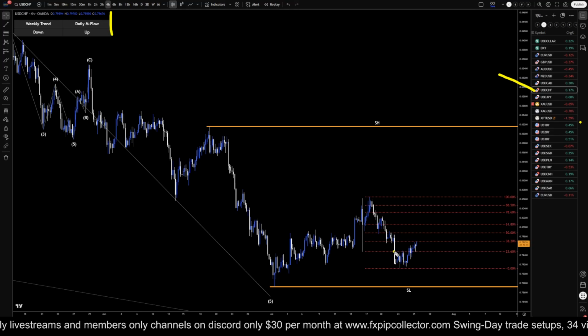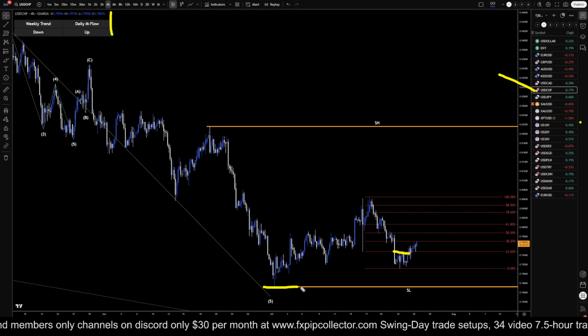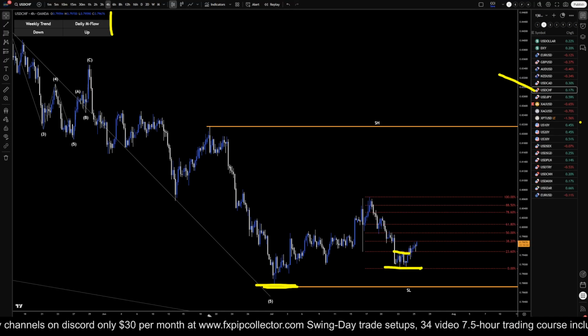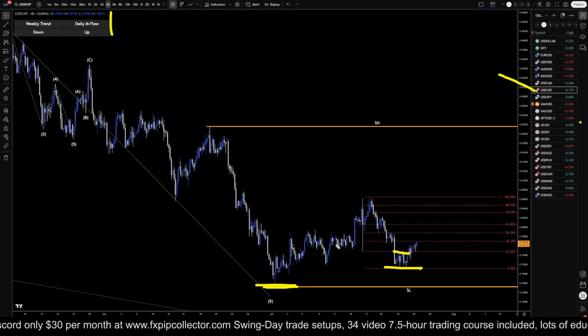So the 4-hour time frame did break structure to the upside, and it did make a higher low compared to this low over here, the main low. So now, in my eyes, we have two options.